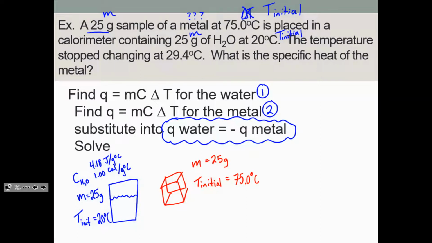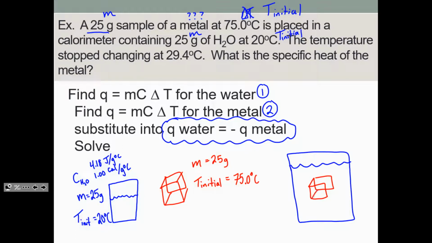And then I'm going to draw a final picture here. Water level will rise. We insert the cube into the water. And the only thing that we know now is that after a certain amount of time, our final temperature is resting at 29.4 degrees Celsius. So we can use this for both the metal and the water.